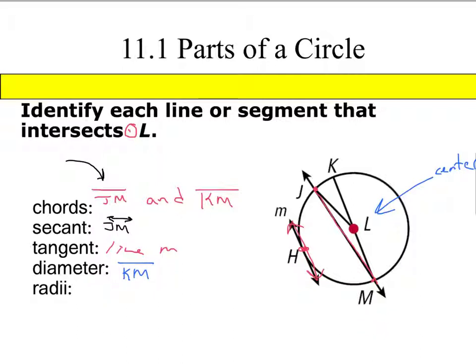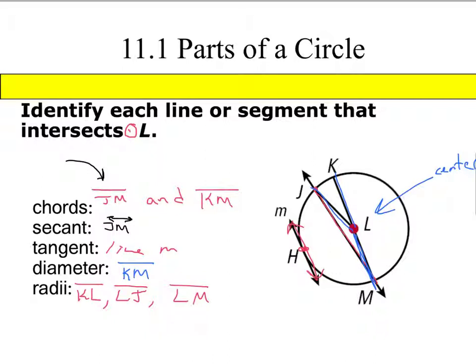Okay, the last one is radii. There are several radii that you can put in. Again, all of these are line segments, so I'm going to pick line segment KL, line segment LJ, and line segment LM. If I did this in blue, I have one here, I have one here, and my last one is that second part of my diameter. Okay, so we have chords, secants, and tangents. We even threw a little diameter and radius in there, radii, to see if you could figure those out too.